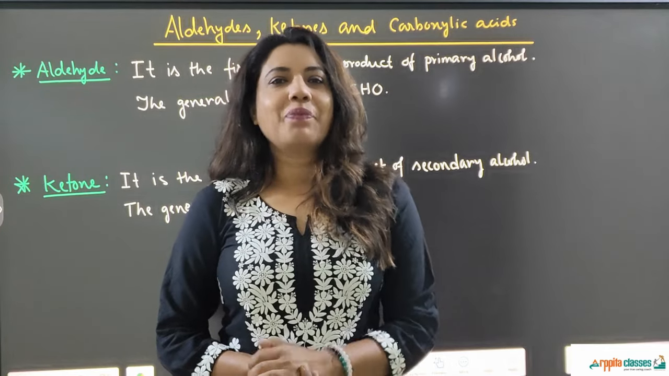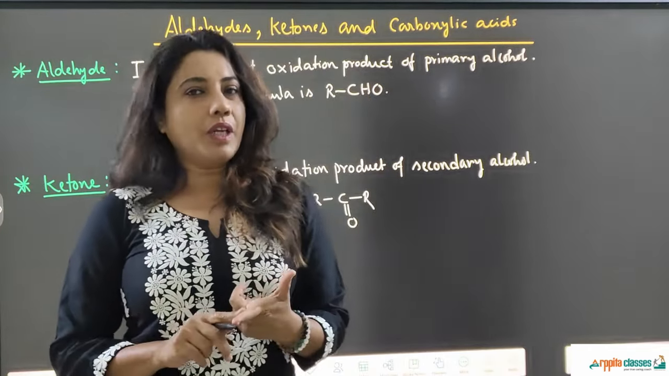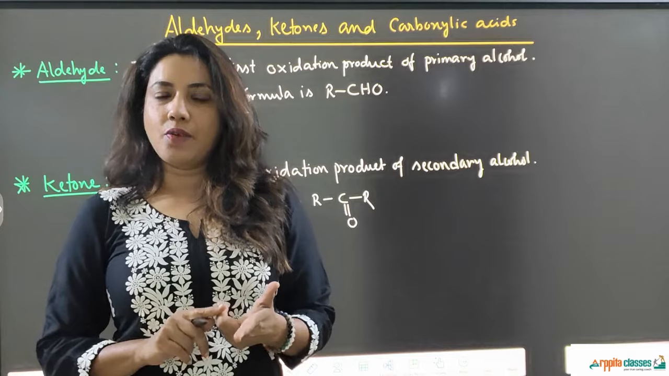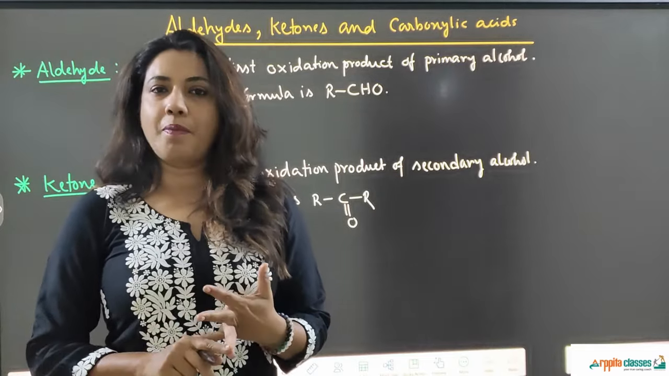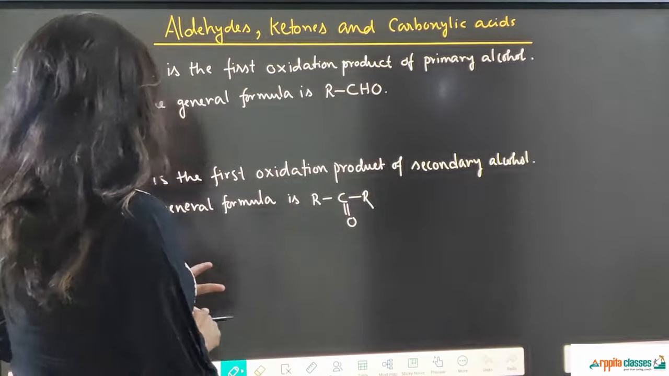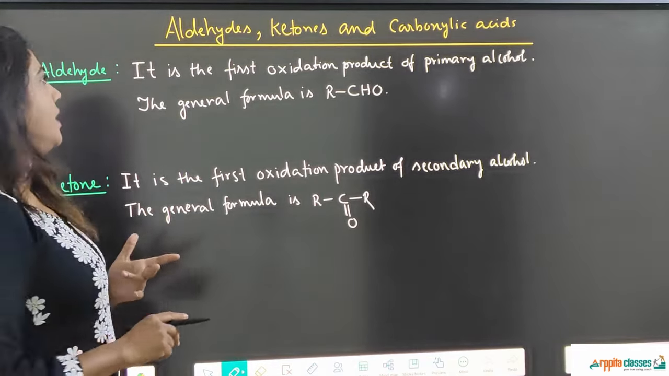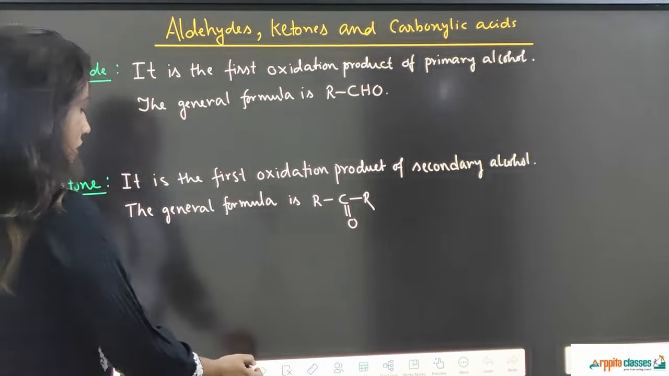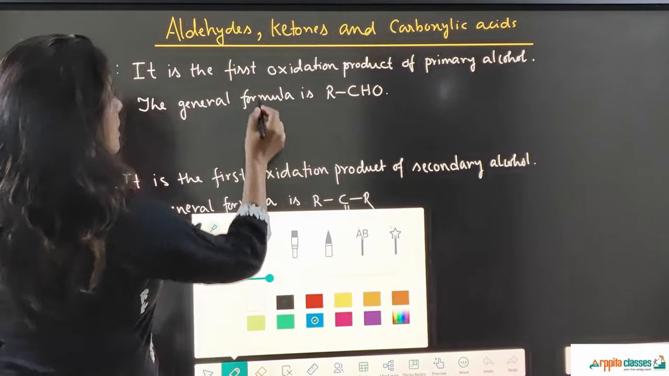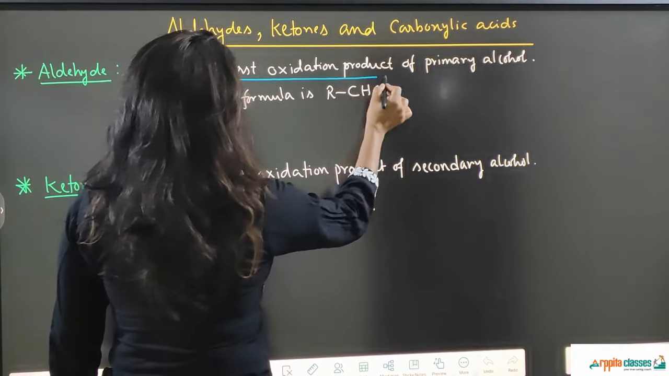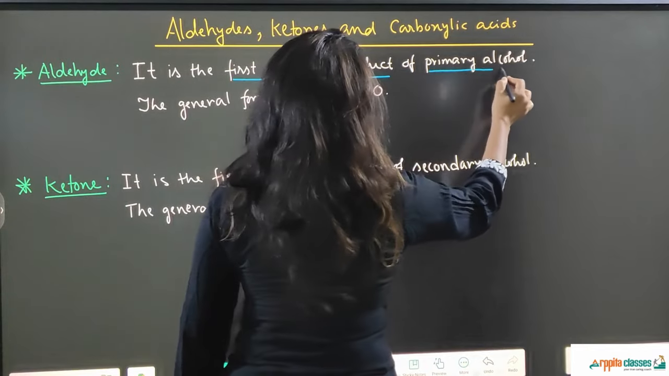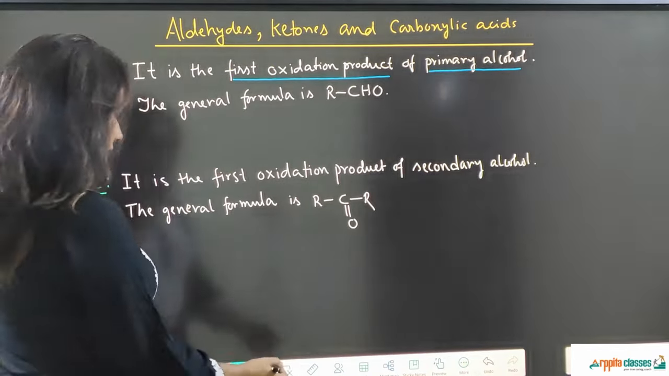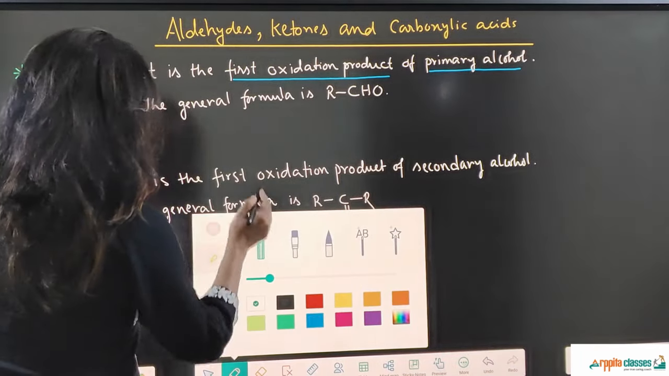Let's get started. So in this chapter also we have got three compounds. One is aldehyde, one is ketone and one is carboxylic acid. So let's start with aldehyde. What is aldehyde? It is the first oxidation product of primary alcohol. So what do you mean by this? First oxidation product of primary alcohol.